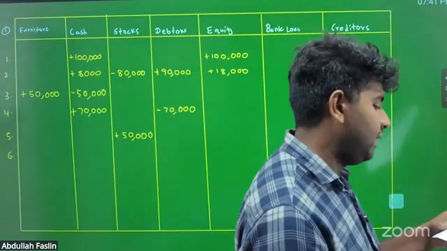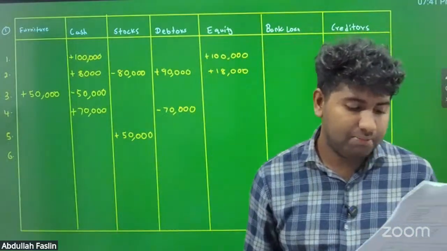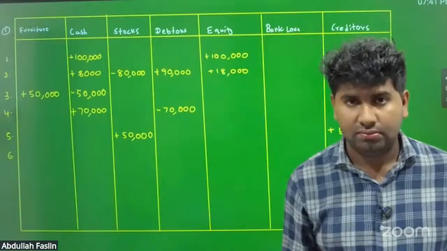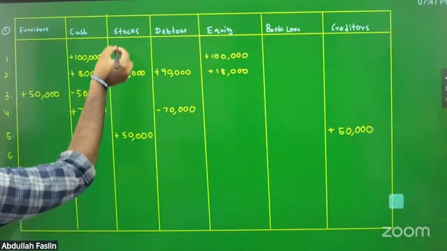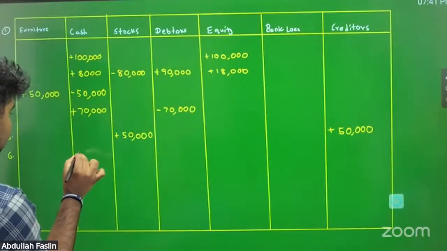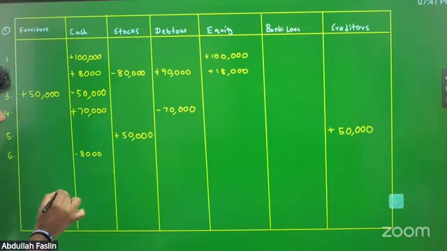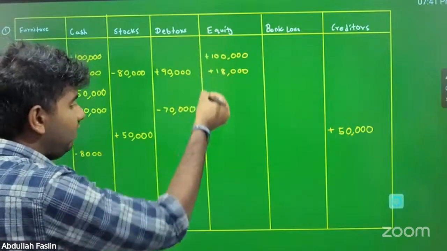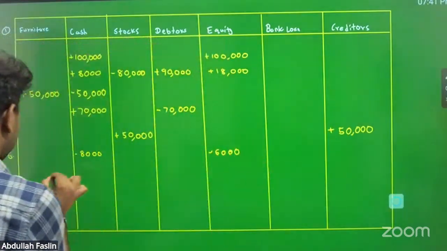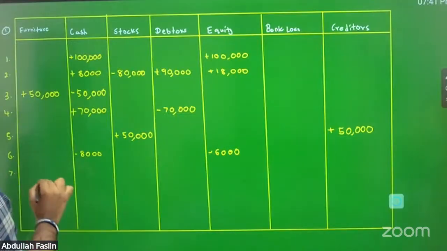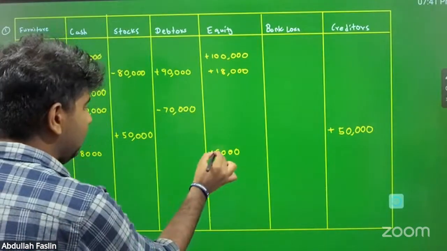Number 6. Paid monthly electricity bill 8,000. Then what will happen? Cash minus 8,000. Electricity bill is an expense. Therefore, equity minus 8,000. Cash minus 8,000, equity minus 8,000.